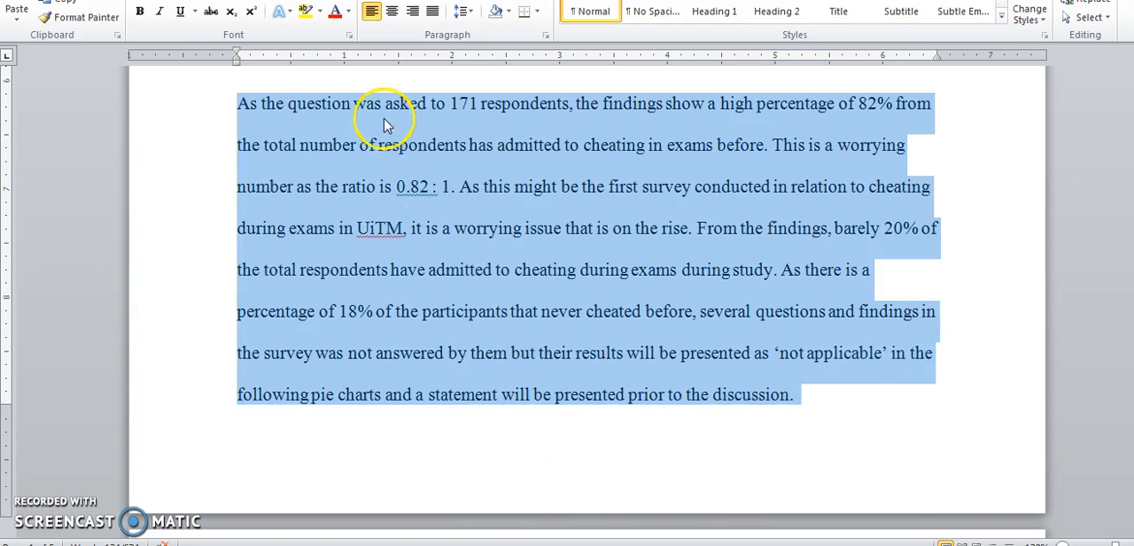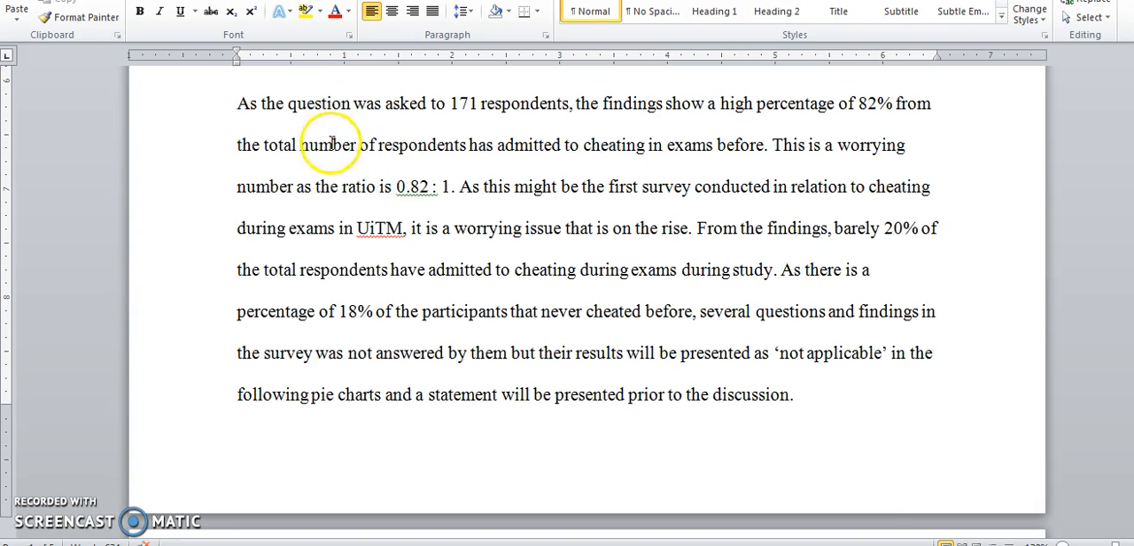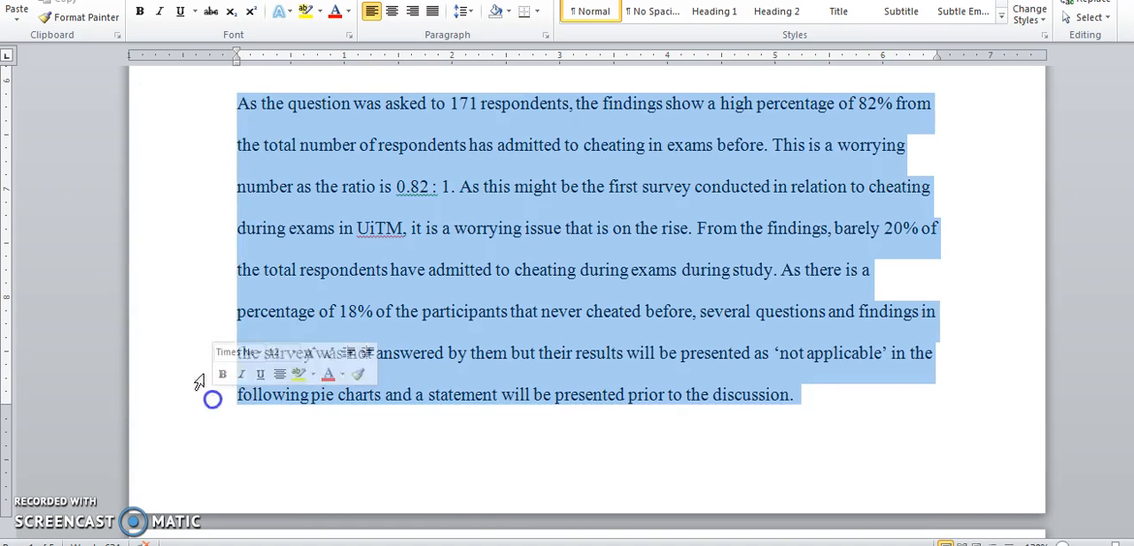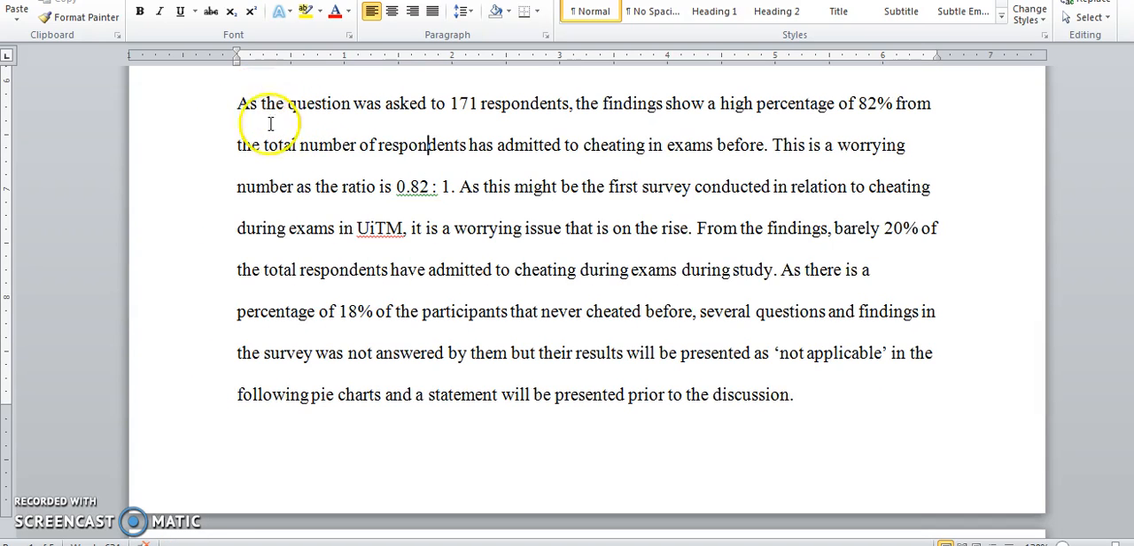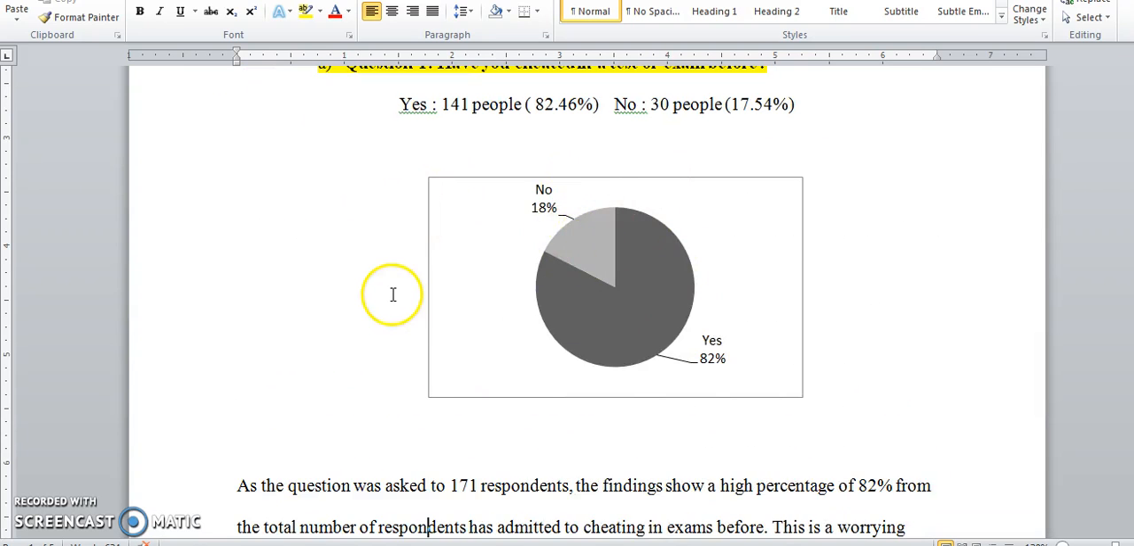This is considered average. Yours might be around probably 4 or 5 sentences, 4 or 5 lines. Of course, you can write something of this sort. It's up to you. It depends on you. But basically, what does this paragraph represent? This paragraph represents this data.